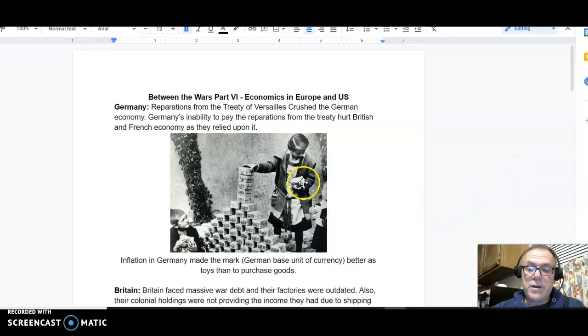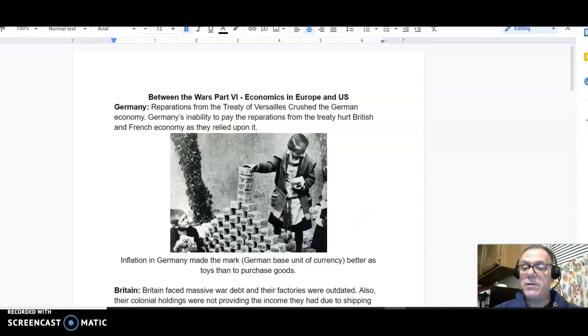I have a picture here, and this shows German children playing with marks, which is the equivalent of a German dollar bill, and they're making building block houses out of bundles and bundles of money. And no, these are not super rich kids. This is just showing you how worthless the German dollar was after World War I. They owed so much money, they had no way to pay it. So they just started printing more and more money, and the money was worthless.